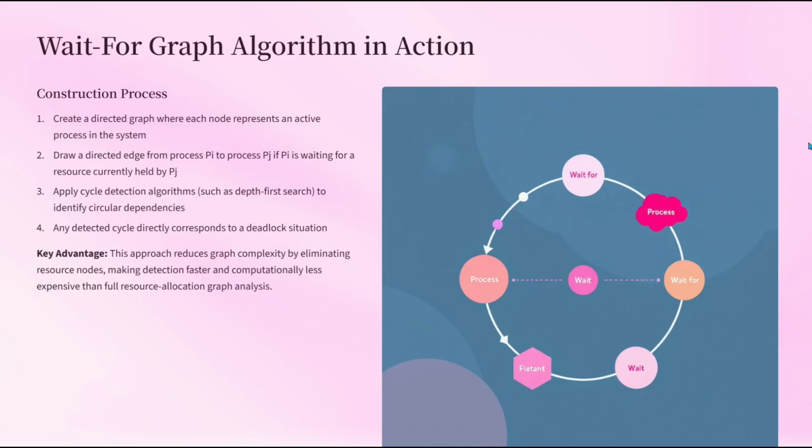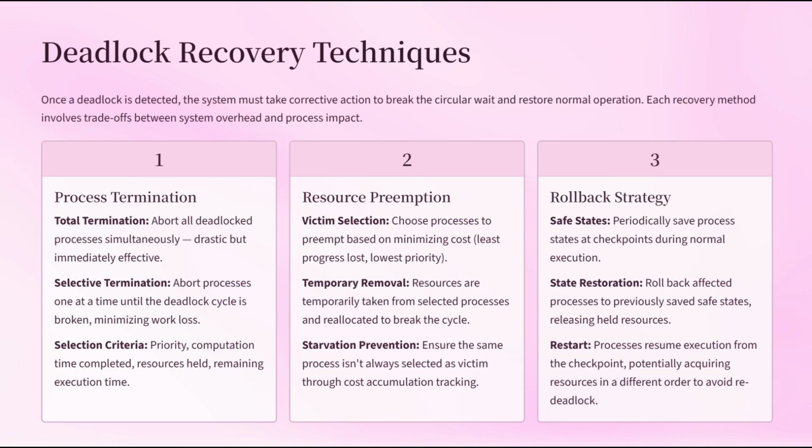Now let's take a closer look at how the wait-for graph algorithm works in practice. We start by creating a directed graph where each node represents a process currently active in the system. Next, we draw an edge from process Pi to Pj, where Pi is waiting for the resource that Pj currently holds. Once the graph is built, we apply a cycle detection algorithm such as depth first search. If a cycle is found, it directly indicates a deadlock. The main advantage of this method is that it simplifies the graph by removing resource nodes, which makes detection faster and more efficient, especially in systems with many processes.